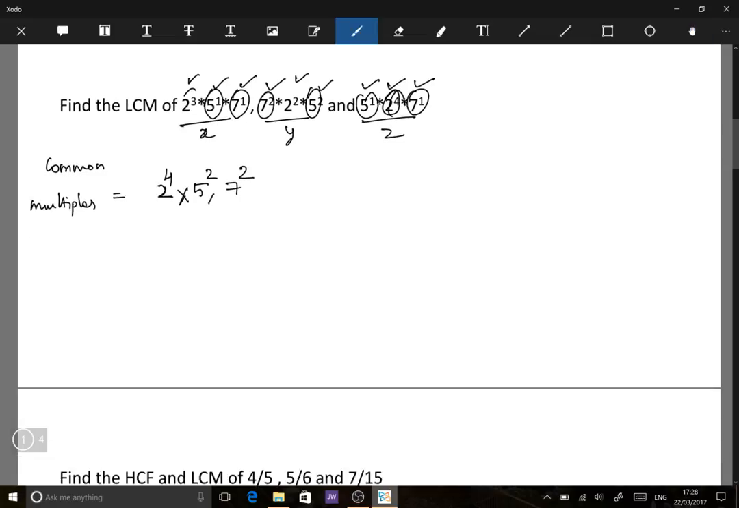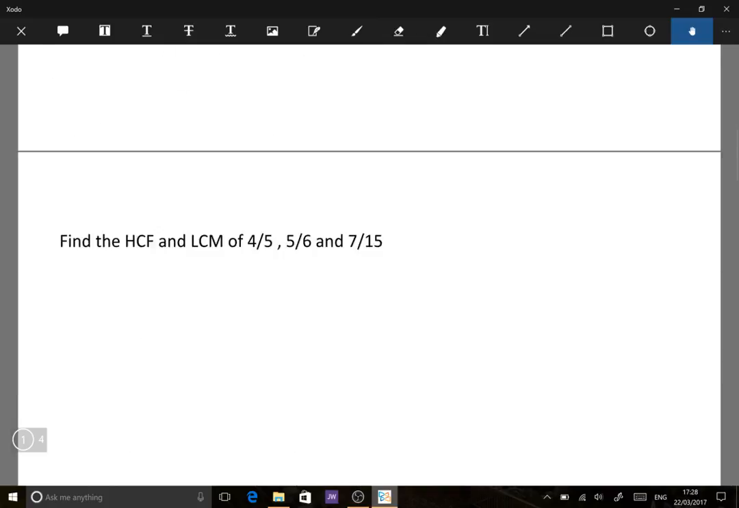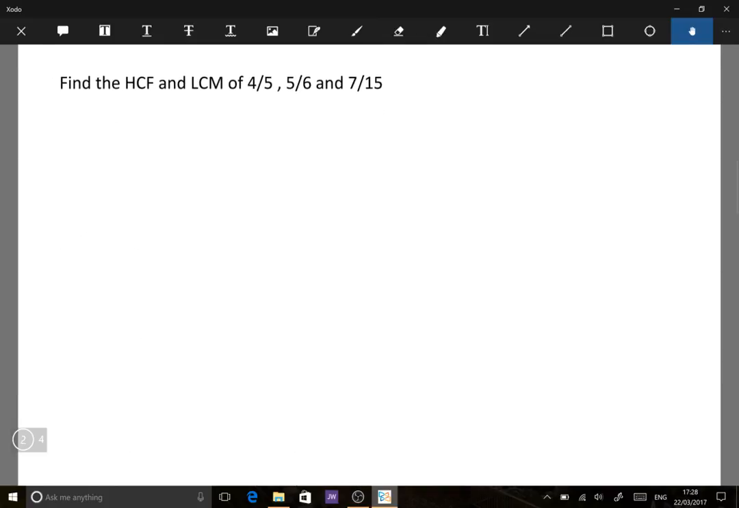Now I have to multiply all these things. What is the result? It's 19,600. So this one is the LCM. I think now you got a clear picture of what is HCF and what is LCM, right? We'll solve further problems with different methods.